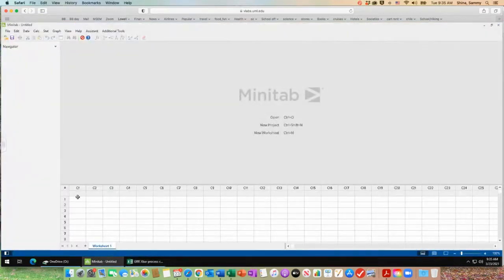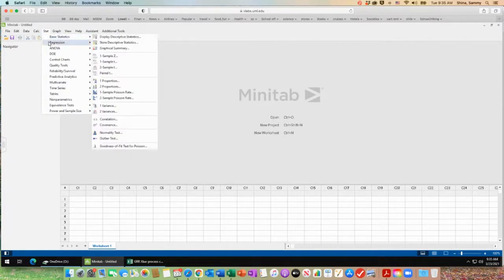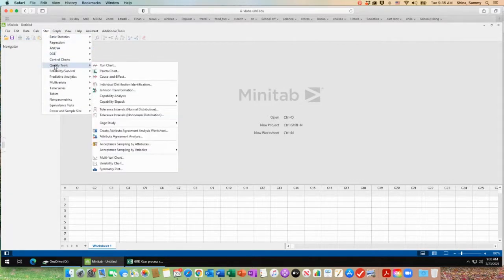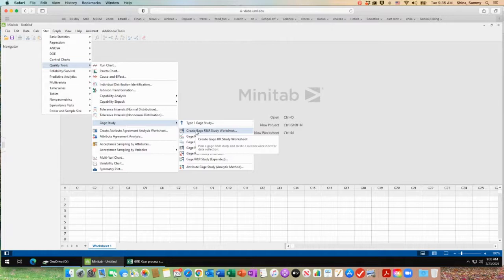We go to Minitab, and we try to do the GR&R. So take it slowly here. We press on Stat. We press on Quality Tools. We move over to Gage Study, and it says Create GR&R Study Worksheet. It says Plan a gauge R&R and create a custom worksheet for data collection. Boom.